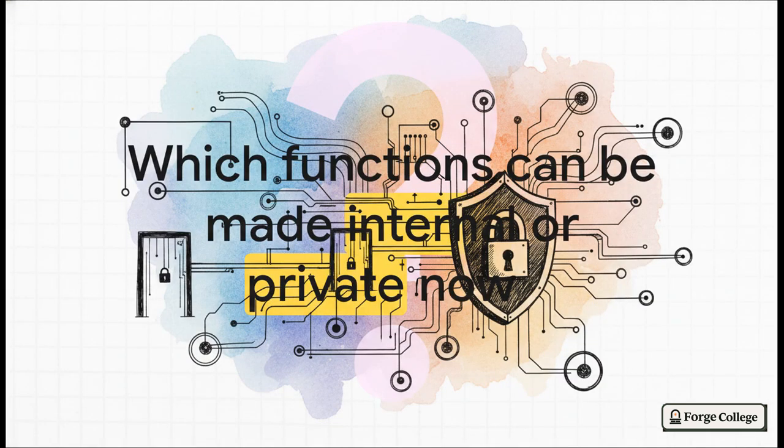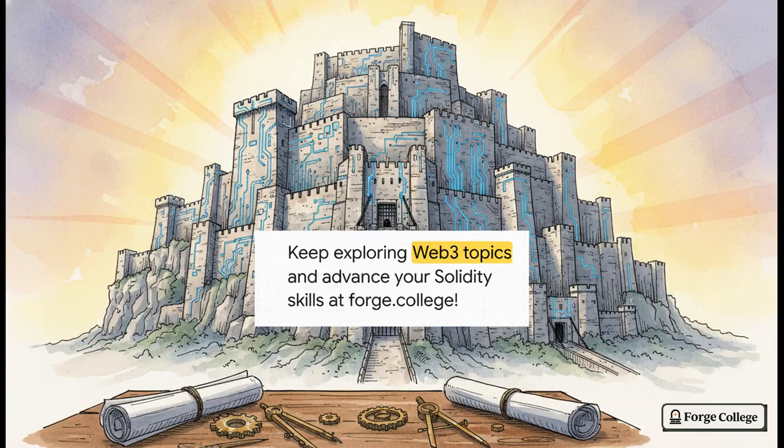Now, before we wrap up and prep for our next lesson on common access control use cases, I have a quick thought experiment for you. Which of your functions can be made internal or private right now? Seriously, take a mental inventory of the last smart contract you wrote. Are there public functions sitting there that really just need a named modifier? Are there checks floating around that should probably be centralized? Answering those questions is the very first step toward truly mastering access control.